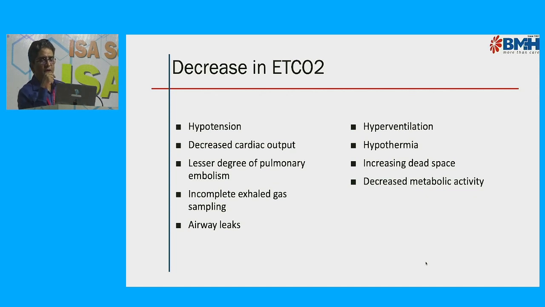Next, any conditions which decrease the EtCO2? Decrease the metabolic rate. Hypothermia. Okay. Then hypothyroidism. Then conditions which cause a decrease in blood supply. Decrease in cardiac output. That will cause conditions like pulmonary embolism. Then cardiogenic shock, hypovolemia.